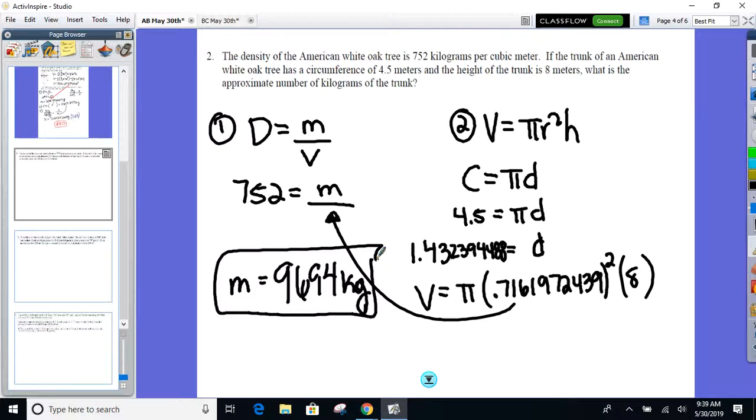There we go. 9,694 kilograms. You okay with those? Questions? Okay, can I just go real hardcore? Can I just get to one of them and then I'll let you go on your own?